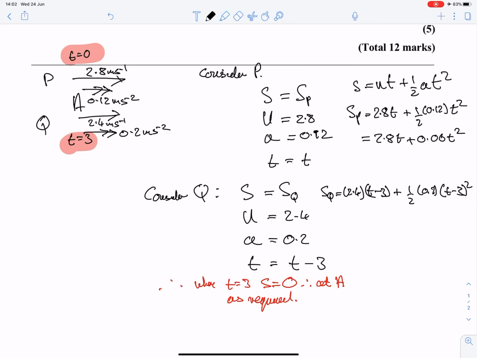Let's tidy that up. So we get 2.4T minus 7.2 plus 0.1 times, or we could expand that, T squared minus 6T plus 9.